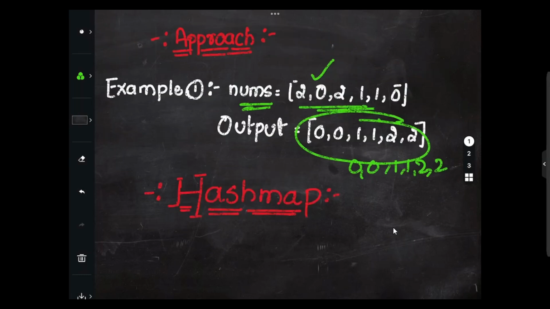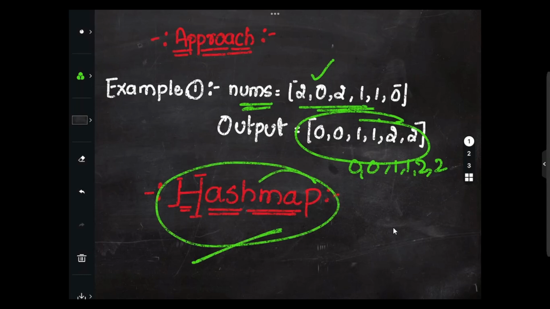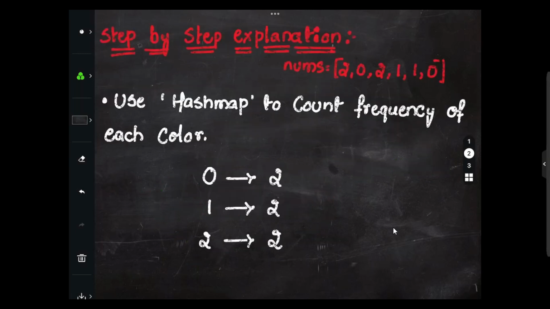Before discussing the approach step by step, let me tell you one thing. We will be making use of the hash map approach, because we have to count the frequency of the elements. They have strictly mentioned to go with a one pass or two pass solution, so that is the reason we'll be going with the hash map. I've considered the first example so that it will be easier to understand.